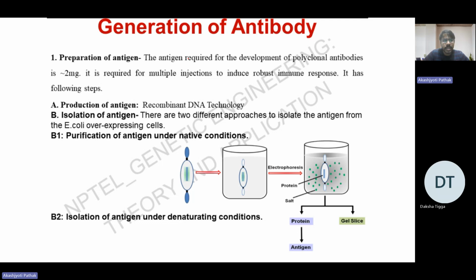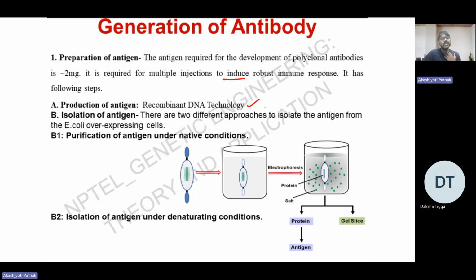So how do you generate it? You have to prepare the antigen, and multiple injections are required to induce a robust immune response. If you remember, during COVID we were given several booster doses: first dose, second dose, third dose. In a similar way, here also you need to inject the antigen in several doses at specific intervals of time, so that the antibody is generated in even larger amounts, and then you can purify the antibody.